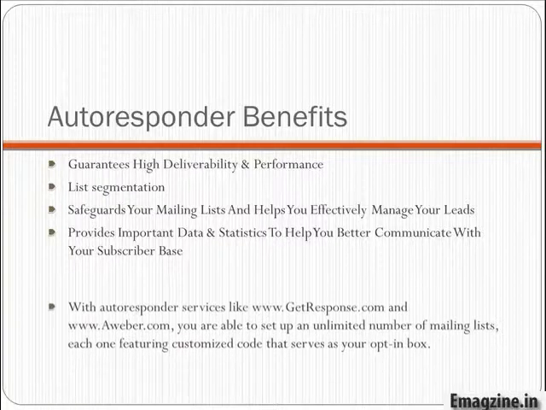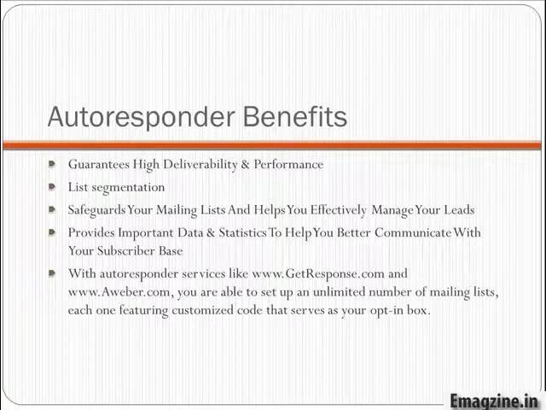With autoresponders like GetResponse and AWeber, you're able to set up an unlimited number of mailing lists, each one featuring customized code that serves as your opt-in box. So you're able to set up several different lists. As you grow, they grow with you. Once you're over a certain limit, yes, you're probably going to have to pay a little bit more monthly, but that's okay because your list is growing, you've monetized it, and you're able to afford it at that time. So it grows with you, but it also allows you to create that customized code that is going to serve as your opt-in box.